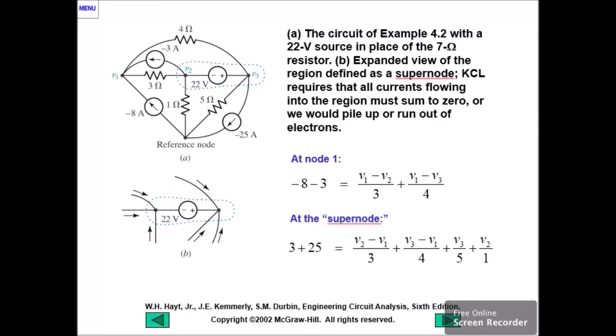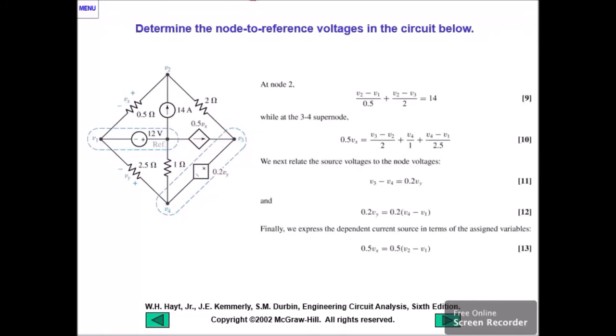Okay? All right. Now we have another example. In this example, our reference is here in the middle. Why is it in the middle? Isn't it usually at the bottom? It is because it has the most branches connected. So it is the reference. Okay? So we have nodal voltages V1, V2, V3, and V4. Alright? We also have a supernode.